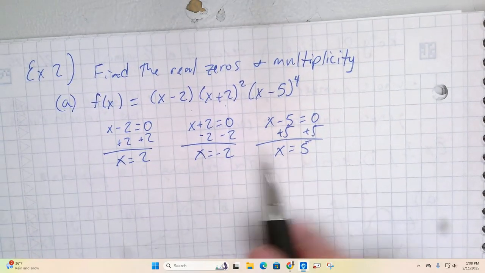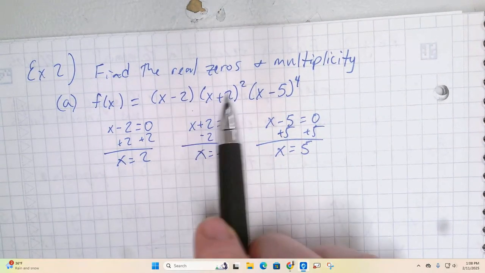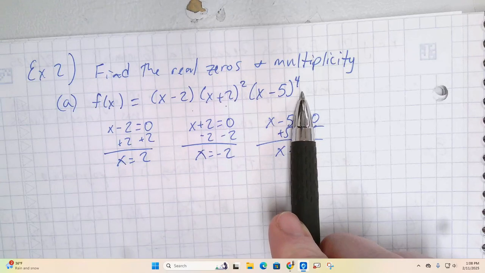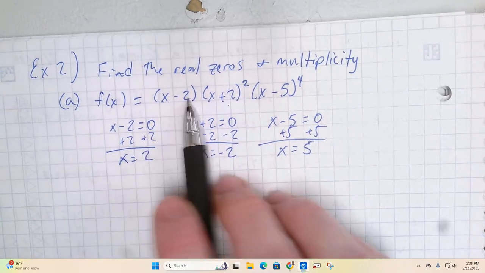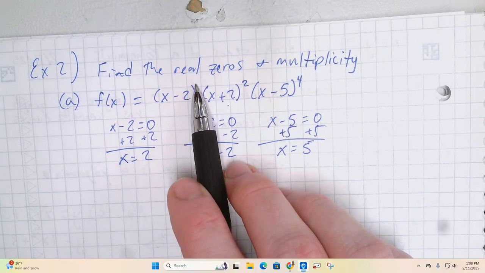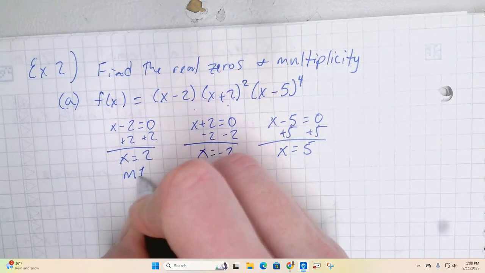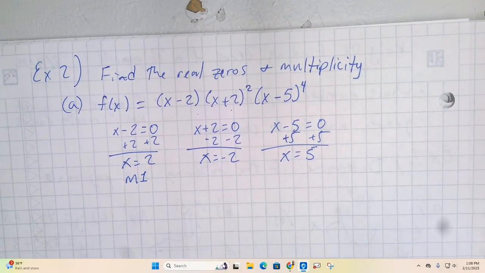The problem is that each one of these quantities has a different multiplicity. So you'll have to list those. X minus 2 is raised to the first power. You can put a little 1 there if you want to. I'm just going to put multiplicity of 1 as an abbreviation, M1.